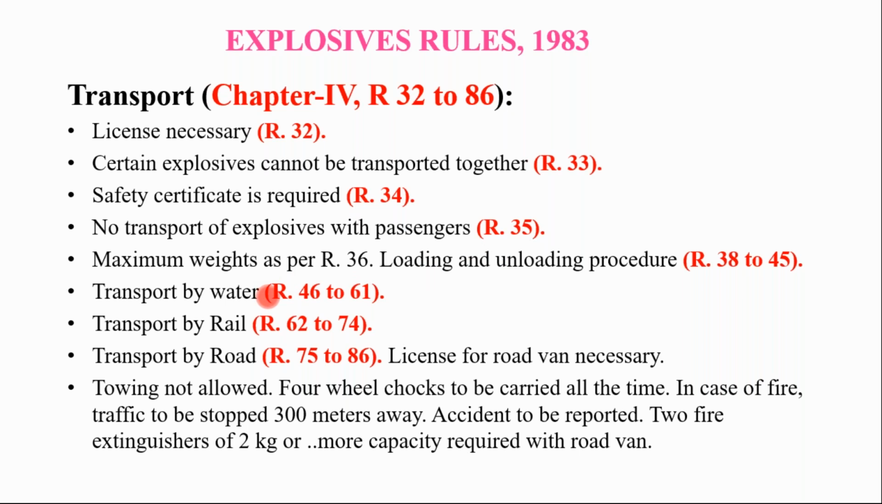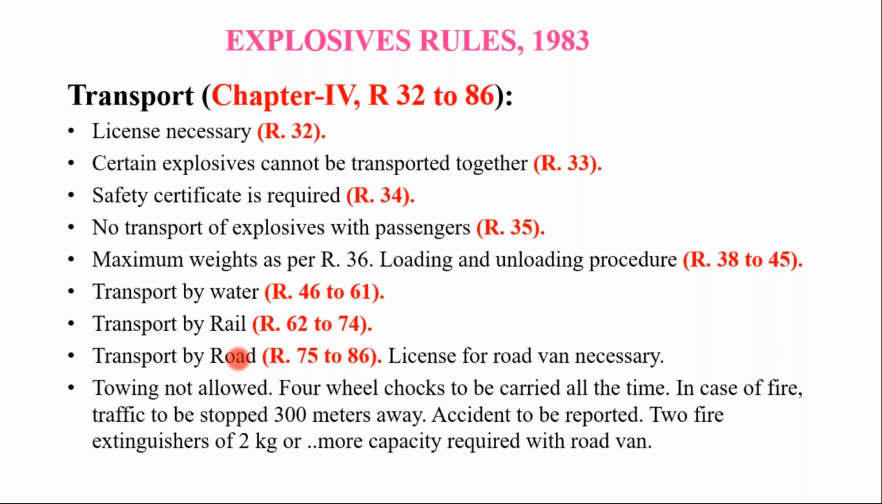Then rule number 46 to 61 is related to transport by water. How to transport this type of explosive, what the precautionary measures are, and what the permissions are to transport this type of explosive by water. Similar provisions apply when transporting through rail, from 62 to 74, and from 75 to 86 for the transportation of this explosive by road.